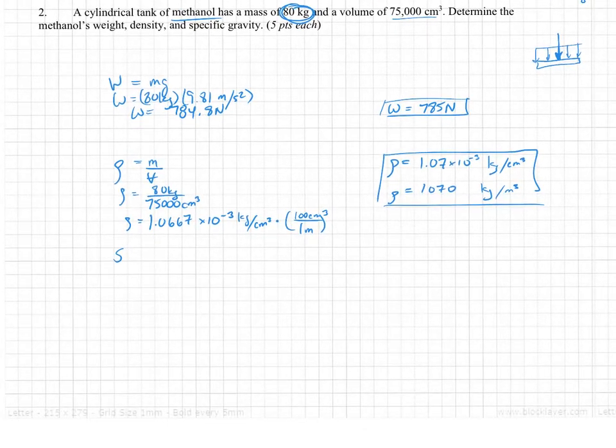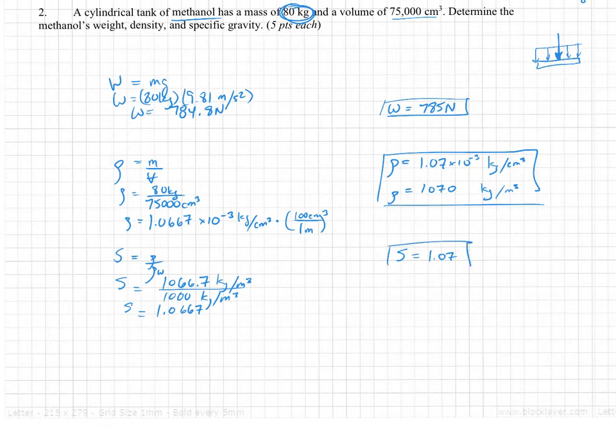Okay, and now we need S, and the definition of S is the density divided by the density of water. So S equals, well, this density is 1066.7 kilograms per cubic meter, and the density of water is 1,000 kilograms per cubic meter. Some of you might have ended up using like 999. That would be fine. S in this case equals 1.0667. Okay, no units. So we would say S equals 1.07 to give them the 3 sig figs.